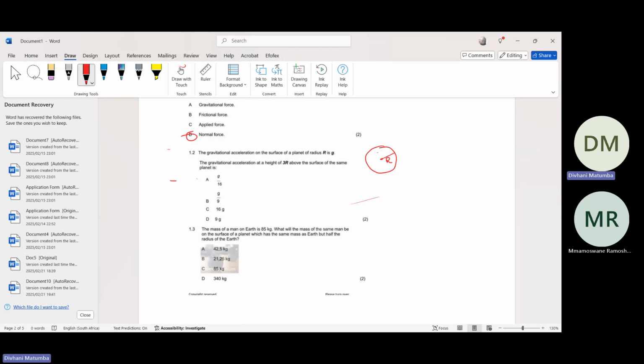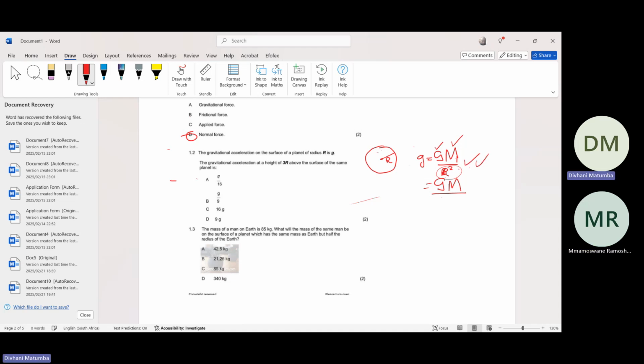Yes. Okay, let's see if it's correct. The formula for g equals GM over R squared. Okay, that's fine. The mass of the planet does not change. The only thing that is changing is the R squared. You agree? Yes. Okay, so the original R was R squared. This is what we had.